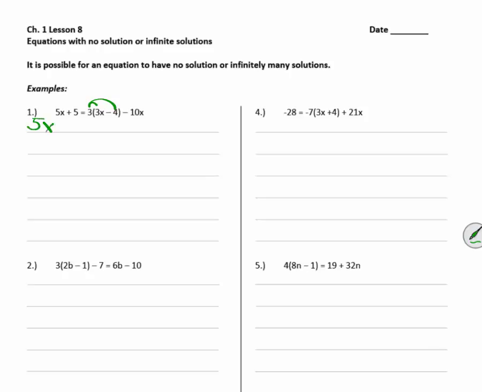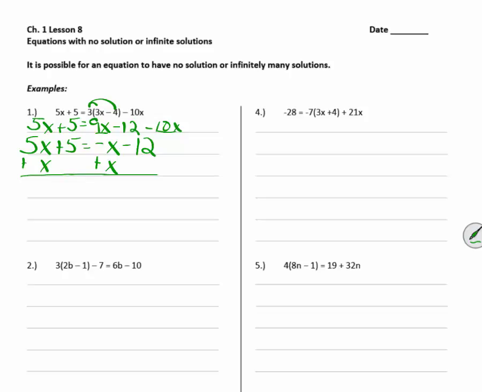So I'm going to have 5x plus 5 equals 9x minus 12 minus 10x. Then I'm going to try to combine any like terms. So I have 9x and negative 10x I can put together. So we have 5x plus 5, negative x or negative 1x, either way, minus 12. We're going to add x to both sides. So that gives me 6x plus 5 equals negative 12.